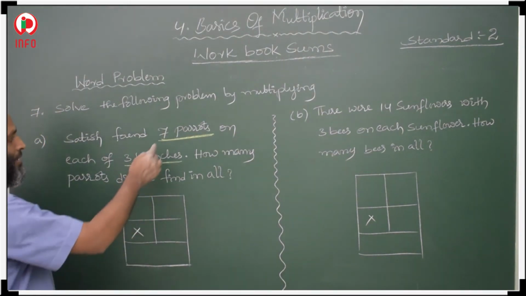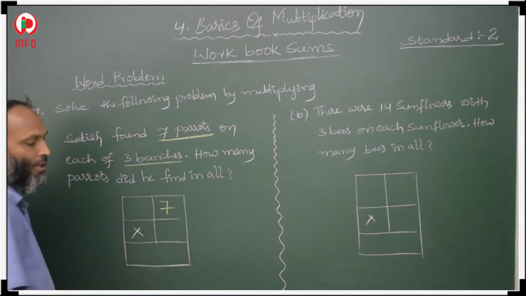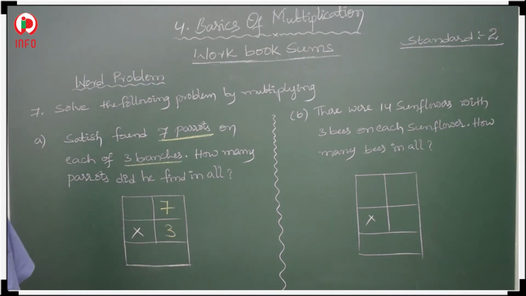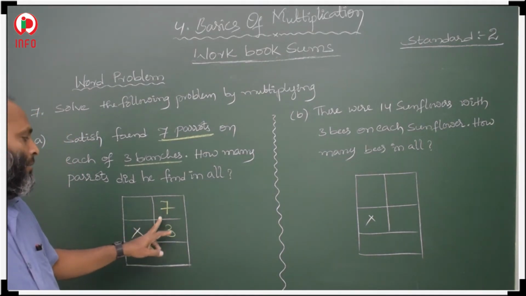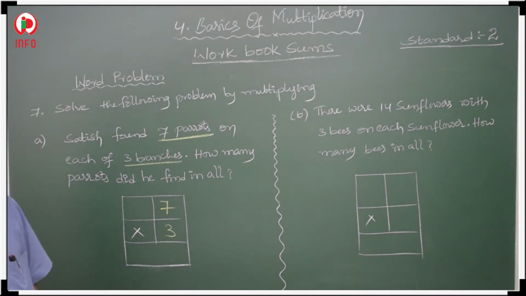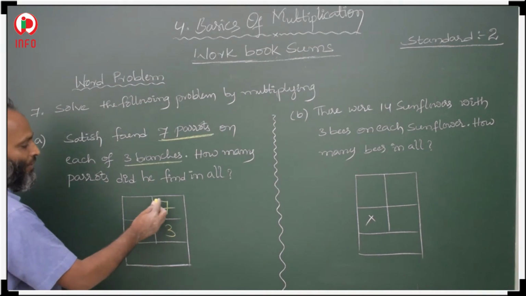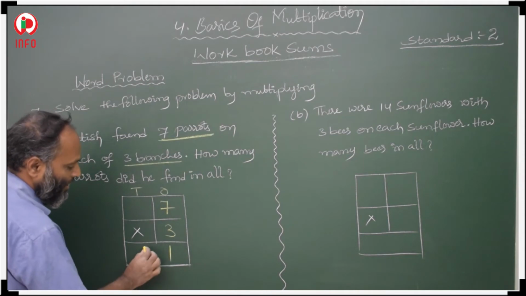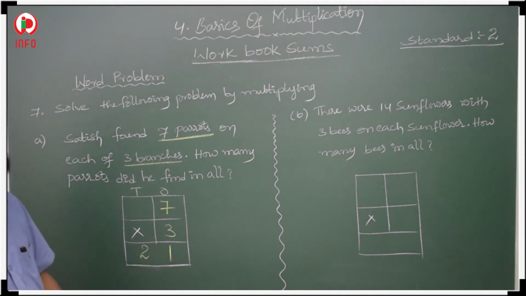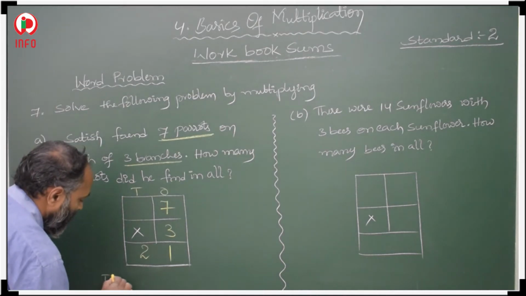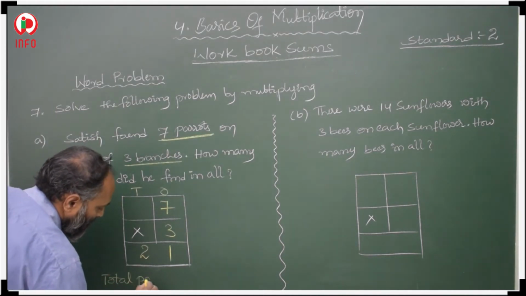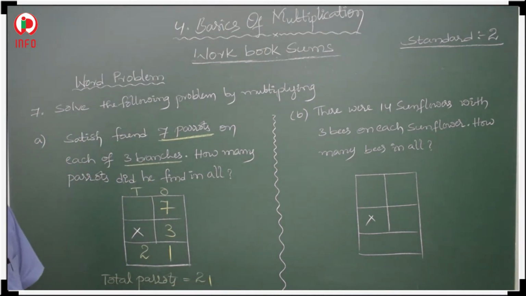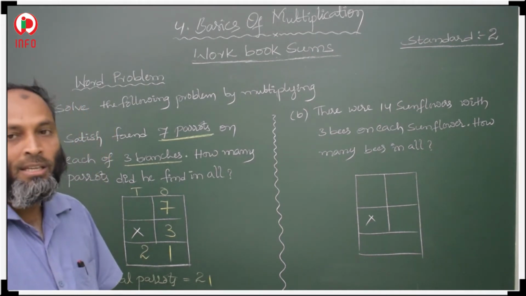First, how many parrots are there on each branch? 7. Then how many branches were there? 3 branches. So we have to multiply 7 with 3. The number of parrots on each branch is multiplied with the total branches. 3 7s are 21. This is the ones place, this is the tens place. So 1 is in the ones place and 2 is in the tens place. This is 21. So he found 21 parrots in total.